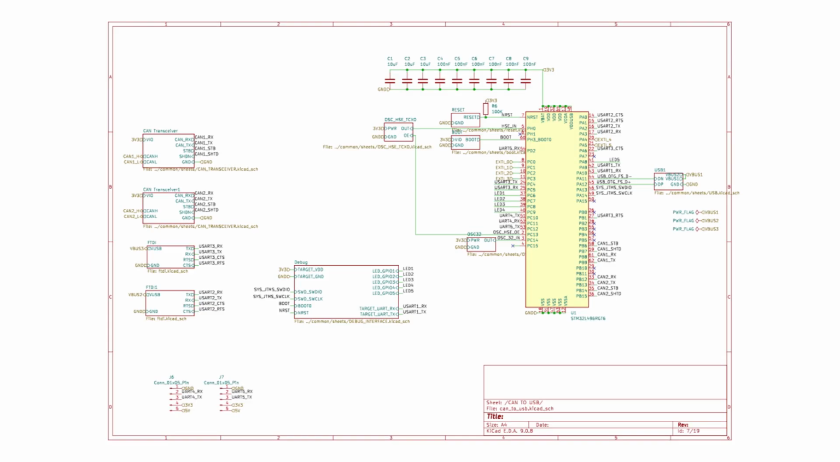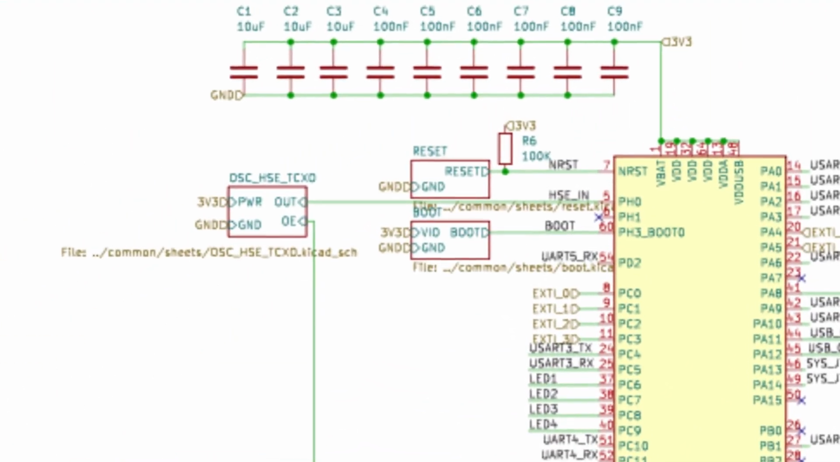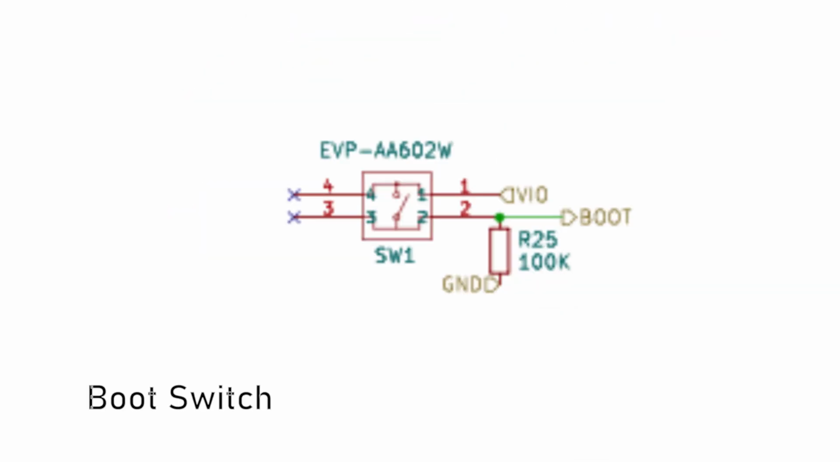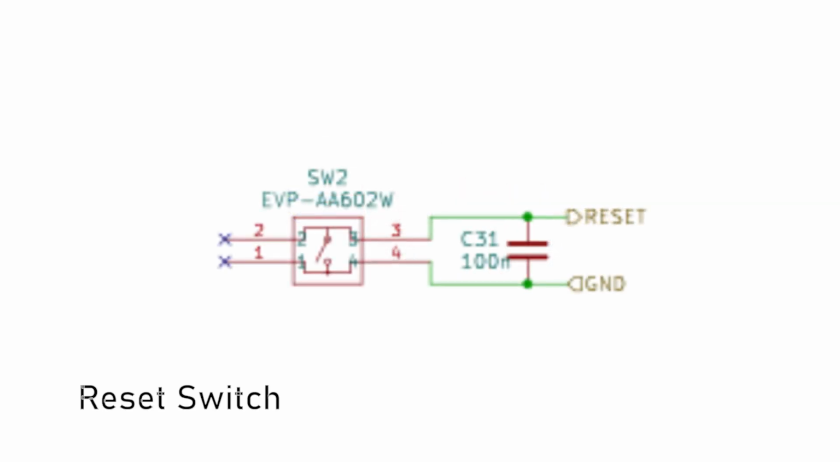During firmware development, flashing the MCU requires a little help with reset and boot lines. A simple sheet with a switch and pull-up resistor handles boot, and unless the watchdog is placed, another switch and a capacitor handle reset.